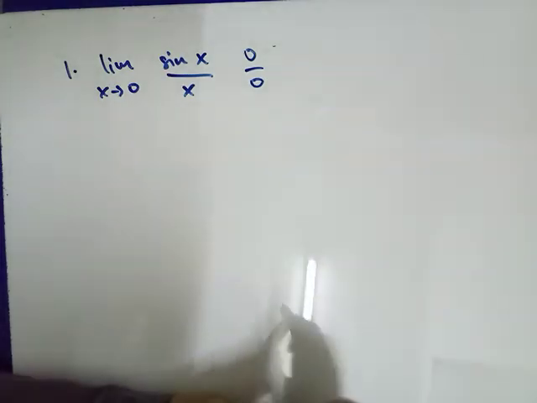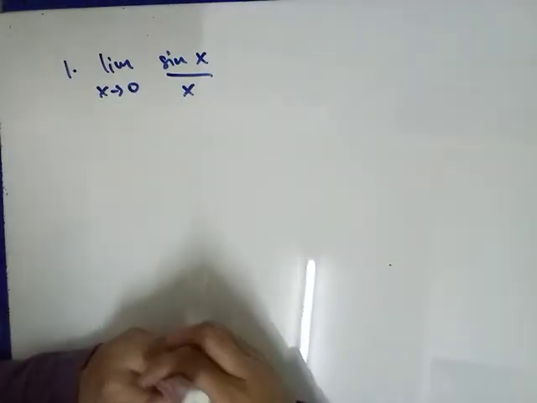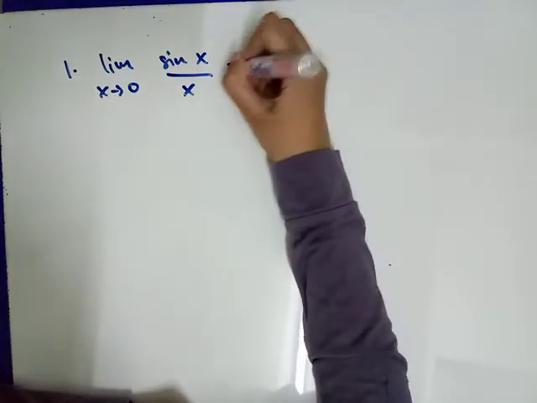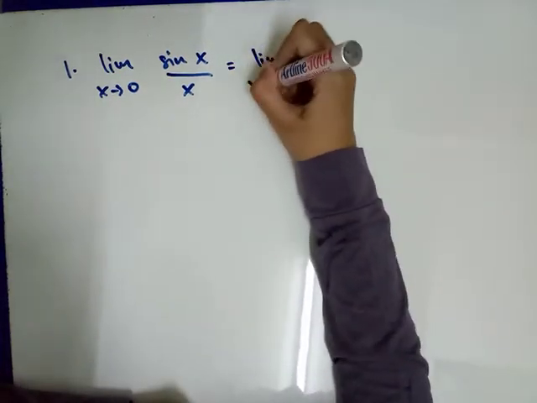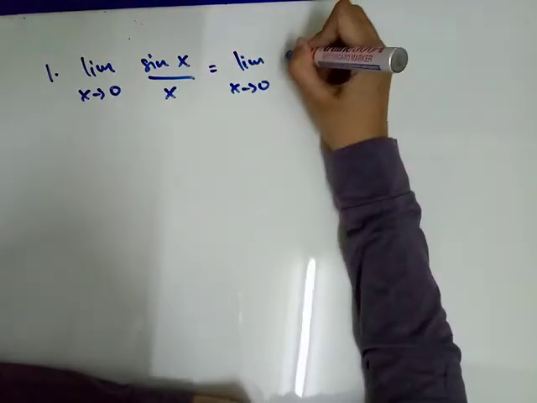So how do we do L'Hopital's rule? We need to differentiate both functions. So limit of sin x over x is equal to limit x approaching 0, and differentiating sin x, we get cos x.